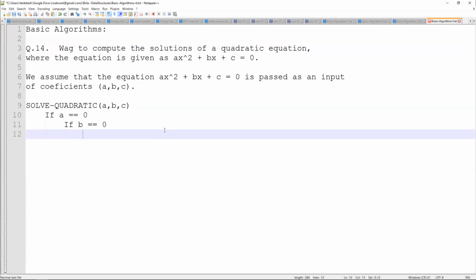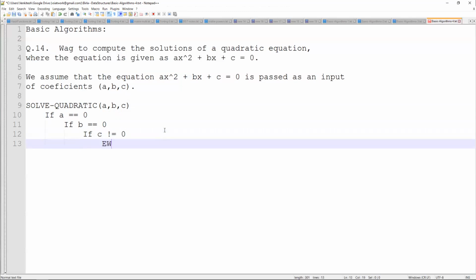But suppose if you give c non-zero as the input, then it should say that the equation is incorrect or equation is inconsistent, right? So you're supposed to give if c is not equal to 0. In this case, a 0, b 0, but c not equal to 0. Then you need to give an error that the equation is not consistent, or let's say not correct. That's enough. It cannot be, right? Because 0 plus 0 plus c cannot be equal to 0 when c is non-zero, right?